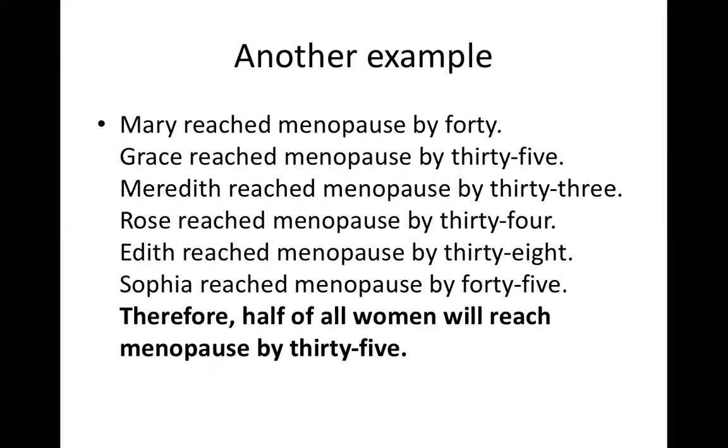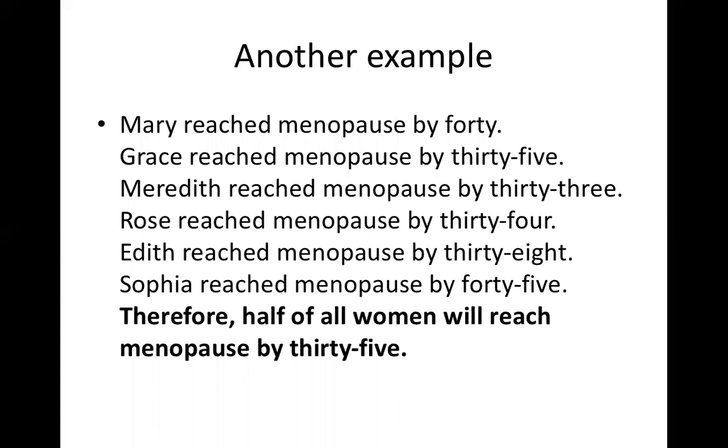Another example: Mary reached menopause by 40. Grace reached menopause by 35. Meredith reached menopause by 33. Rose reached menopause by 34. Edith reached menopause by 38. Sophia reached menopause by 45. So we have six verifiable statements. The conclusion, therefore: half of all women will reach menopause by 35. So the conclusion is a confirmable statement.